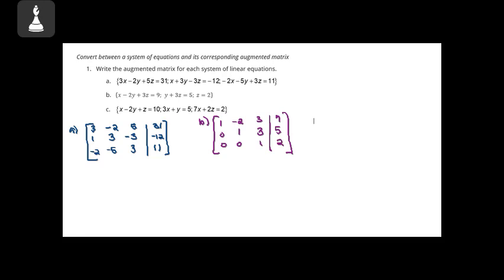Looking at C, we have x minus 2y plus z equals 10, 3x plus y equals 5, 7x plus 2z equals 2. So same process, 3 equations, 3 variables. So 1 in front of the x, negative 2 in front of the y, 1 in front of the z. The answer is 10. If you're missing a variable, you put in a 0. We have a 3 for an x, a 1 in front of the y, no z, so 0, equals 5. 7 in front of the x, no y, so 0. 2 in front of the z, and then 2.